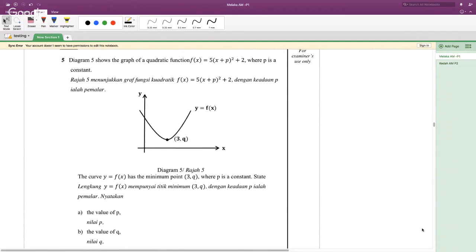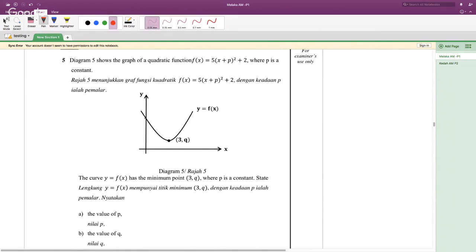Okay, for question number 5, you will see a U curve, and in this case you have to understand what is in this equation. Whenever you see something in brackets squared plus a number, this is the completing the square form. From the completing the square form, the first very important thing is we can easily get the maximum or minimum coordinates. So in this case, definitely we know we will have a minimum.